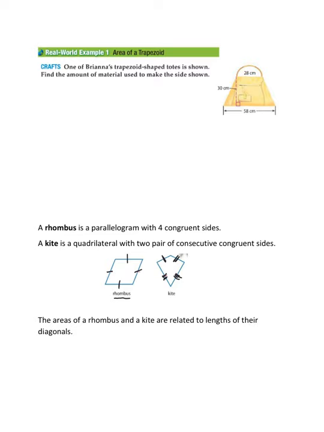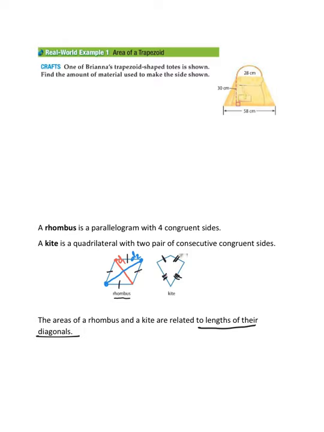Guys, the areas of a rhombus and a kite are related to the lengths of their diagonals. Recall a diagonal is a segment from one vertex to the vertex opposite it, not an adjacent vertex. So what I've drawn there is a diagonal. That's one diagonal. A rhombus being a quadrilateral has two diagonals. So there's diagonal 1 and diagonal 2.